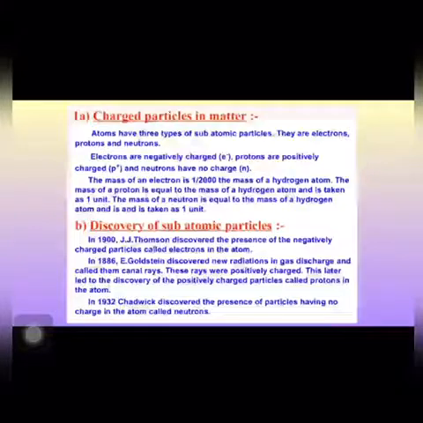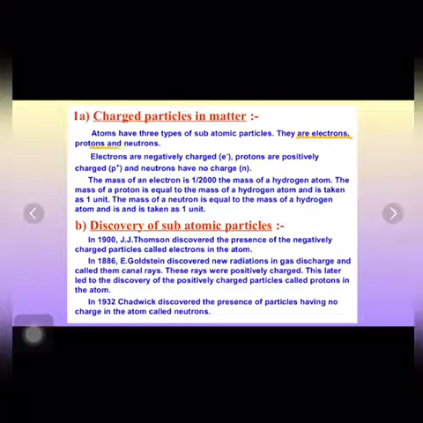Now, atoms have three types of subatomic particles. They are electrons, protons, and neutrons. Electrons are negatively charged, protons are positively charged, and neutrons have no charge. In general, an electron is represented by e⁻ and a proton as p⁺.